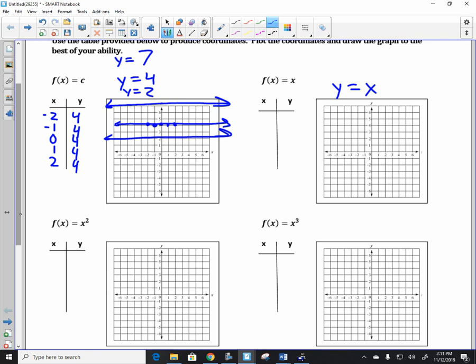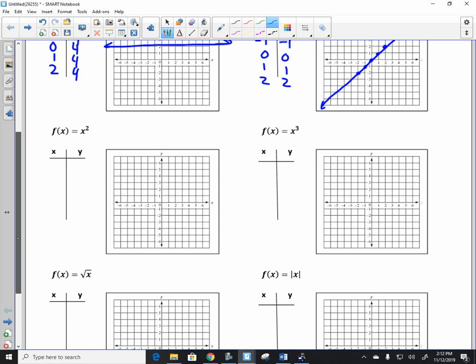All right, the next one, y is equal to x. Okay? I'm going to choose -2. I'm going to pick some points to plug in. If x is -2, what would y be? If x is -1, what would y be? As you plot these points, how is it similar to the first one? It's a line. How is it different? It's got a slant to it. Yep, it has slope. Y equals x is a parent function for linear functions.